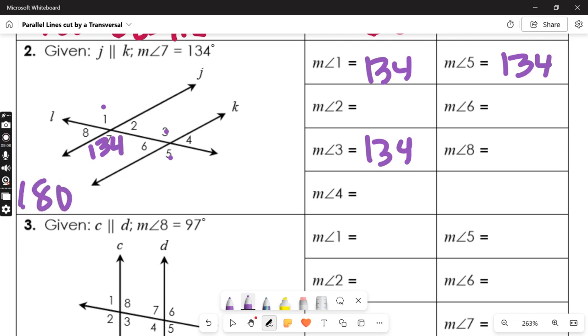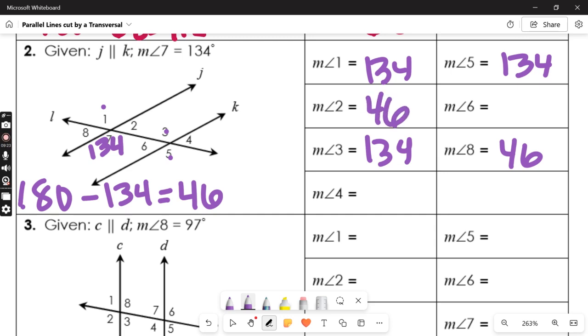Then I'm going to do 180 minus 134, which is 46. And in this case, angle 8 is 46, angle 2 is 46 because it's vertical to 8, 6 is 46 because it's corresponding to 8, and 4 is 46 because it's vertical to 6.